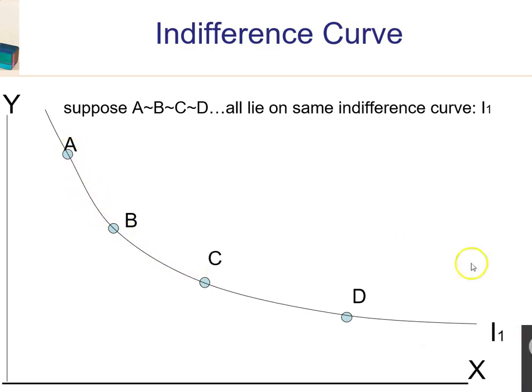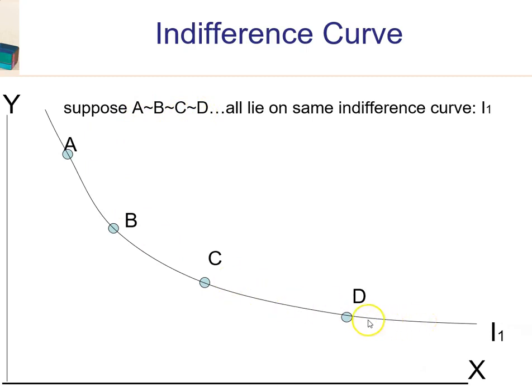Also, bundle A is on this same indifference curve, as is bundle D. So, since they all lie on the same indifference curve I1, we say these bundles are equally preferred. A is equally preferred to B, B is equally preferred to C, is equally preferred to D. By the law of transitivity, then A is equally preferred to both C and D. So all of these get you the same level of happiness.